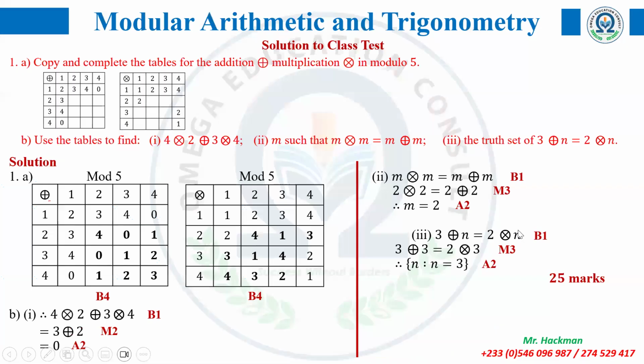All right, so let's look at the solution to the first question. On top, we have the question. As usual, we are asked to copy and complete the tables. These two tables show addition and multiplication in modular arithmetic. These were the tables given that we were asked to complete. Then after that, we were asked to use the completed tables to find the following. So let's look at the solution.